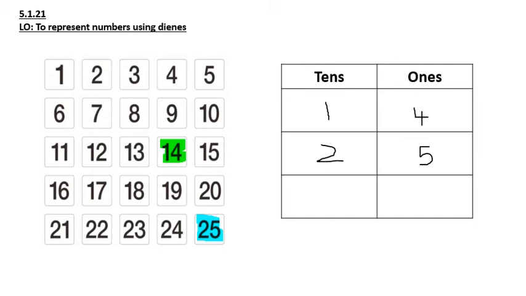Let's have a look at a 1-digit number. Let's say number 3. For number 3 it's slightly different because I've got no tens here. I only have 3 ones. 1, 2, 3. So I'm going to put 3 in the 1 section, and because I've got no tens, I'm going to leave that box empty. So hopefully this has showed you how to split numbers into tens and ones.